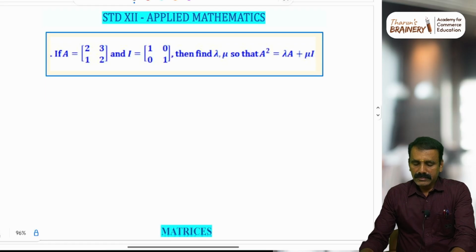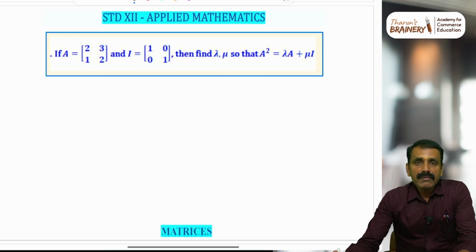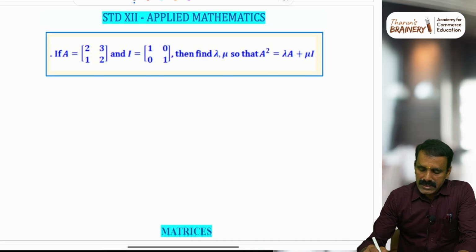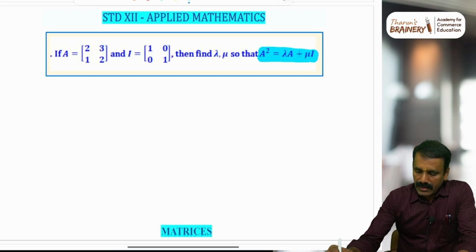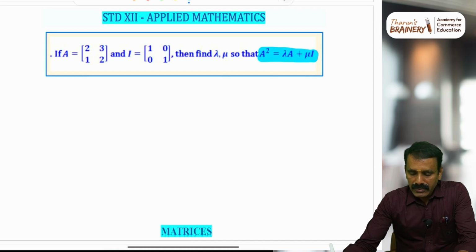And you can try this one by yourself. A matrix is given, I matrix is also given. We are supposed to find lambda and mu. In the previous problem we found only one value k, but here we are going to find two values, lambda and mu, which satisfy this condition. The condition is A square is equal to lambda A plus mu I. So you can try and you can get the value for lambda and mu.